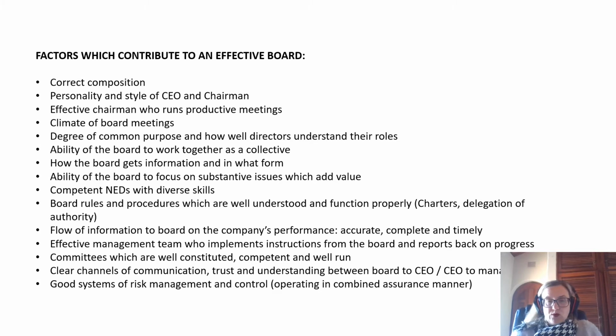The committees of the board must obviously be well constituted and properly run. So we have to think about which members of the board sit on which committees. There must be clear channels of communication, trust, and understanding between the board and the CEO, and then the CEO on to management. So there's a little chain of communication. There must be good systems of risk management and control, and those systems must operate in a combined manner, so that they're not operating in isolation, they're actually overlapping with each other. And we call this the combined assurance process, which we will talk about when we talk about audit committees.